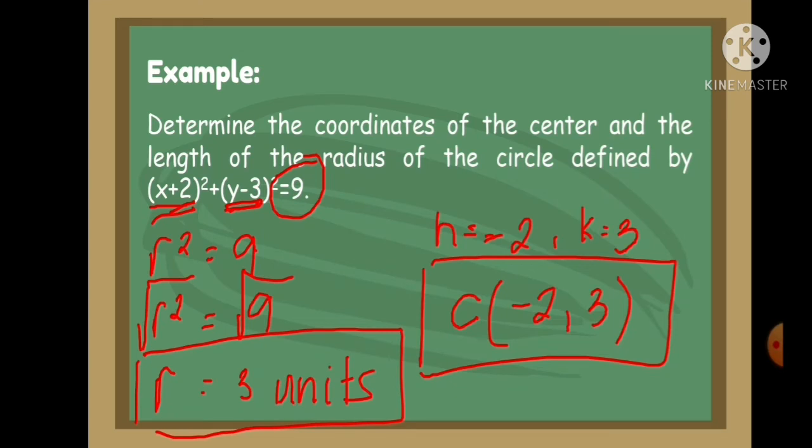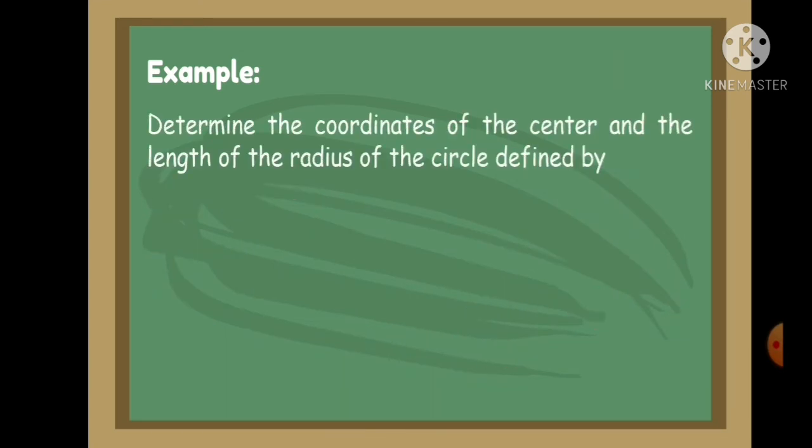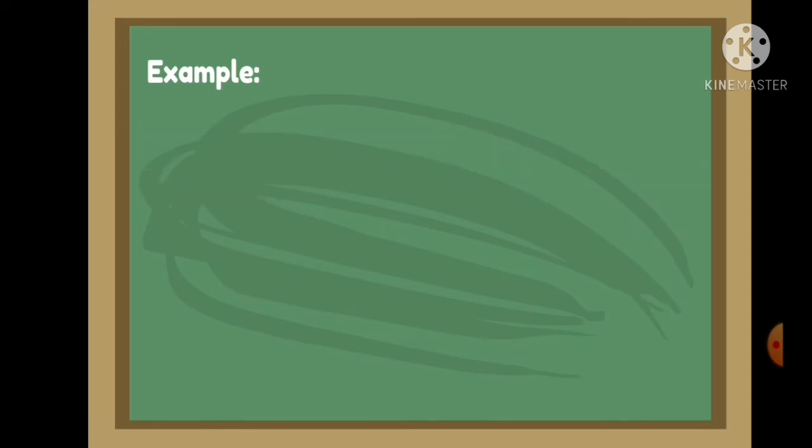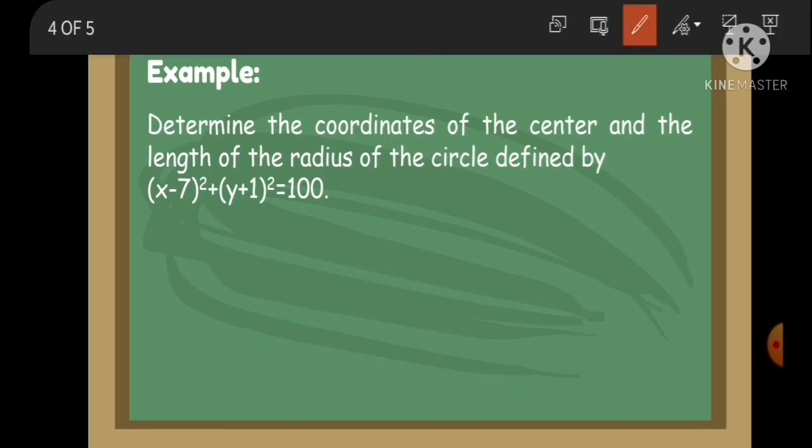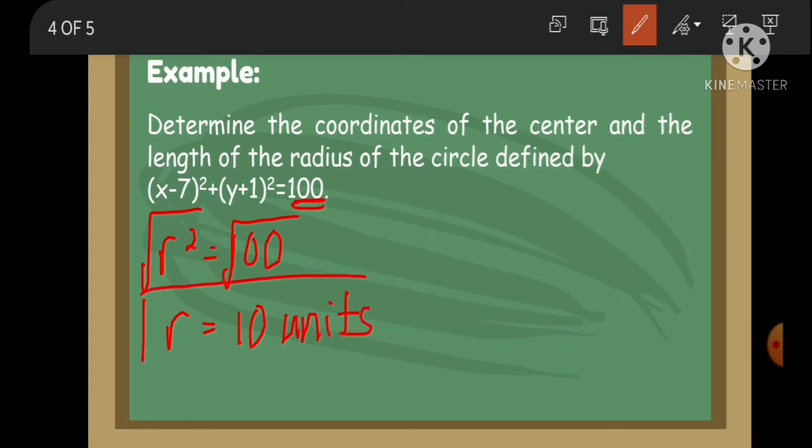Now, for the third example, let us determine first the length of the radius. So, r squared here is 100. So, r squared equals 100. So, the square root of 100 is 10 units. So, that means our radius is 10 units long.